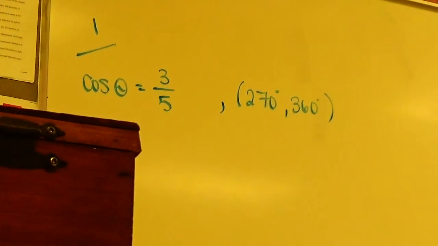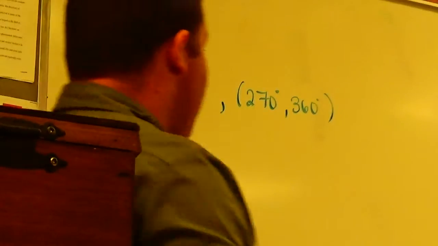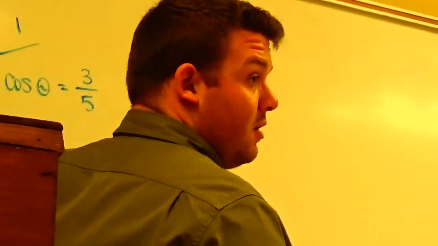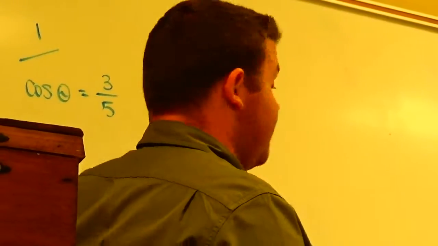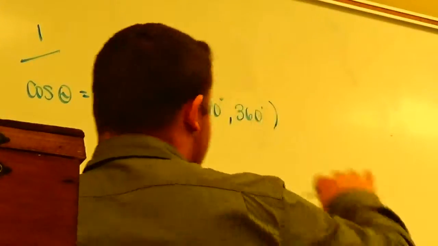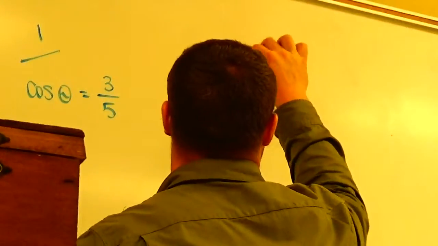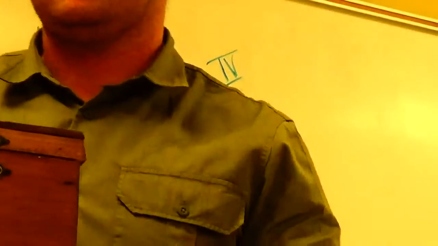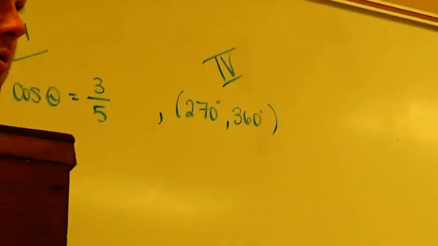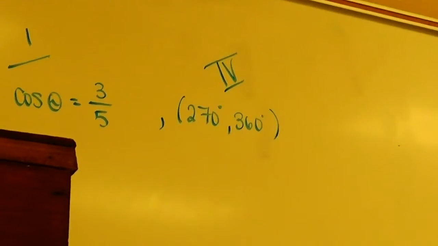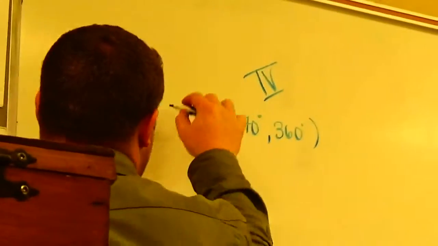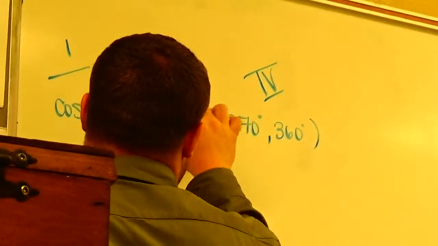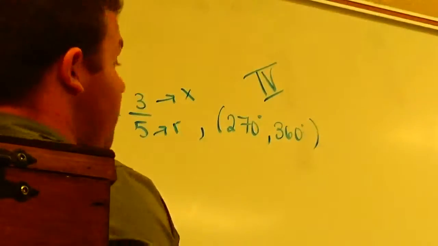All right, so what quadrant is 270 to 360? Fourth. What do you know about the fourth quadrant, sine, cosine, and tangent wise? Sine is negative, cosine is positive, tangent is negative. So this cosine is still positive, which is right. This is x, this is r. What do we have to find?